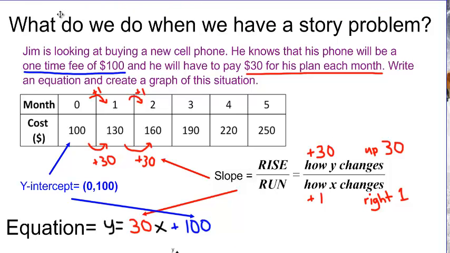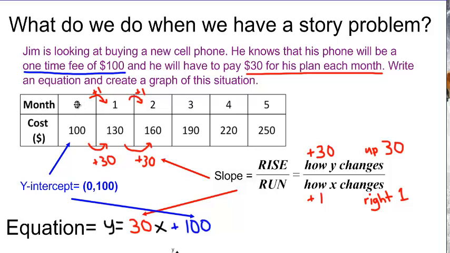The last thing we want to look at is what do we do when we have a story problem. In this case, it says that Jim is looking at buying a new cell phone. He knows that his phone will be a one-time fee of $100, but he also knows that he will have to pay $30 each month for the plan that comes with his phone. We want to write an equation and create a graph of this situation. The first thing we want to do when we have a story problem is identify our two variables. Months is our x variable, and cost is our y variable. So months is our input, cost is our output.